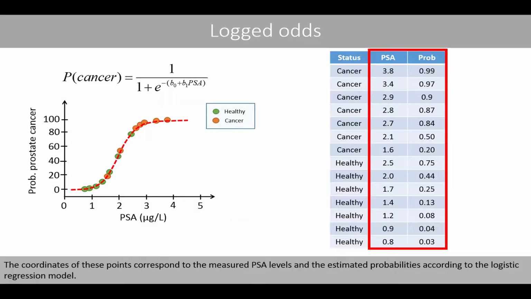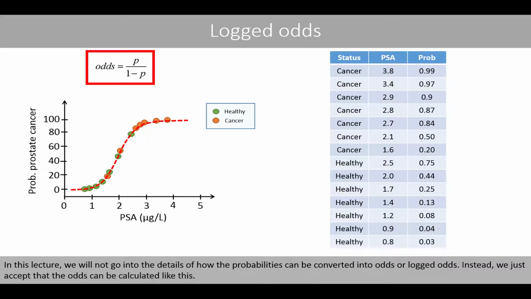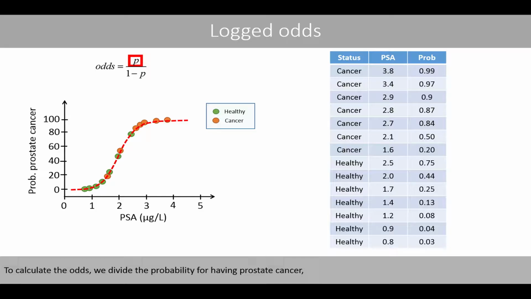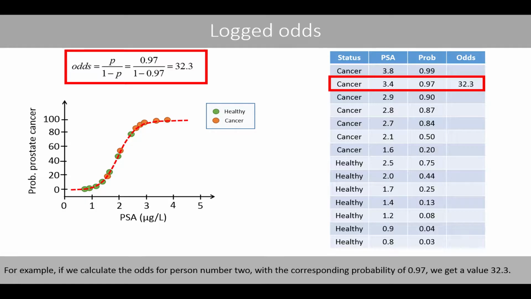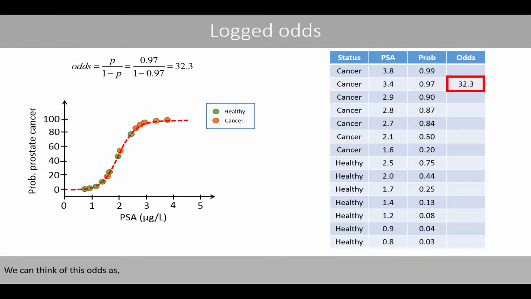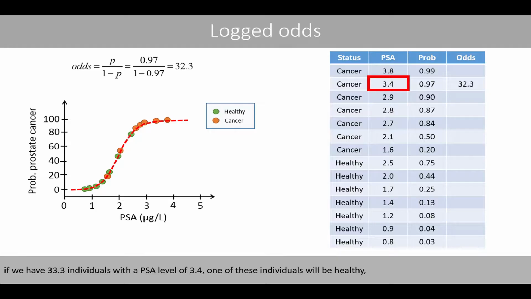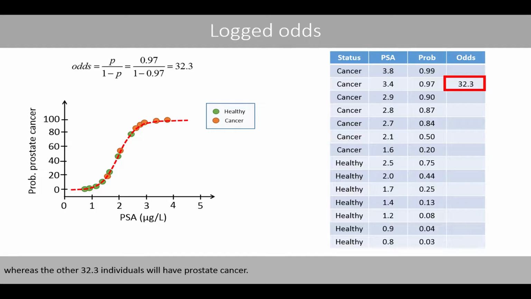The coordinates of these points correspond to the measured PSA levels and the estimated probabilities according to the logistic regression model. In this lecture, we'll not go into the details of how the probabilities can be converted into odds or logged odds. Instead, we just accept that the odds can be calculated like this. To calculate the odds, we divide the probability for having prostate cancer by 1 minus this probability, which corresponds to the probability of being healthy. For example, if we calculate the odds for person number 2 with a corresponding probability of 0.97, we get a value of 32.3. We can think of these odds as, if we have 33.3 individuals with a PSA level of 3.4, one of these individuals will be healthy, whereas the other 32.3 individuals will have prostate cancer.